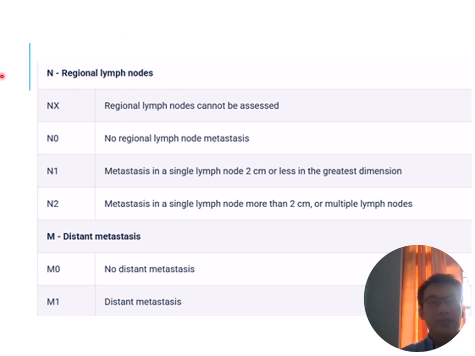The lymph node classification is a bit different. N1 for UTUC is mets in a single lymph node 2 cm or less. N2, single lymph node more than 2 cm, or multiple lymph nodes. M1 is distant mets.